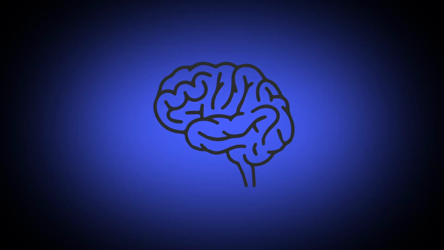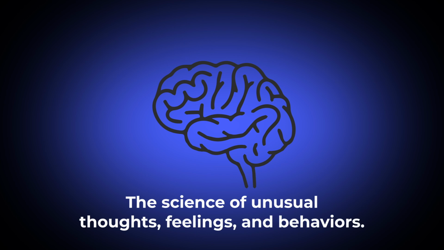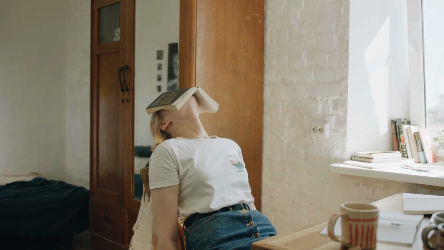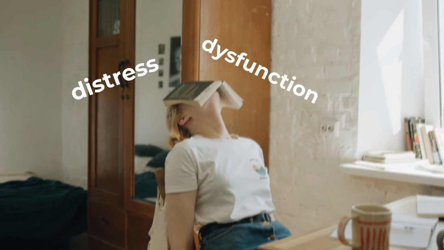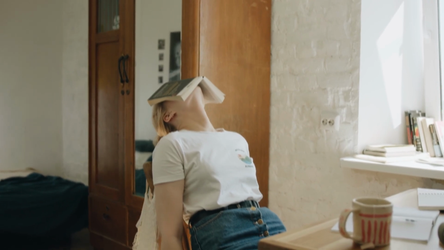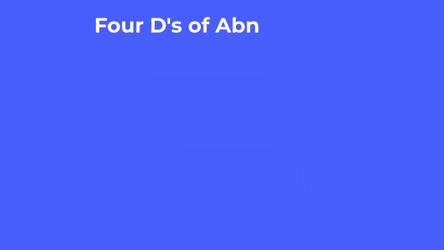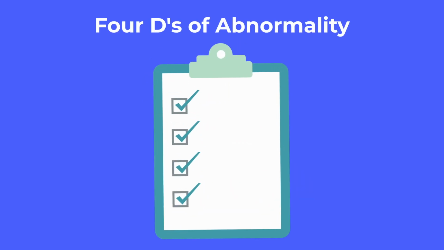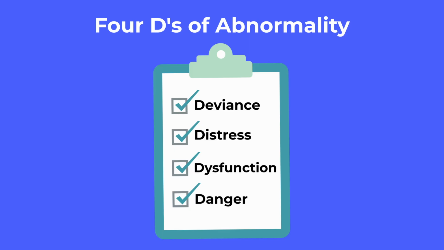Let's start with a definition. Abnormal psychology is the science of unusual thoughts, feelings, and behaviors, especially those that cause distress, dysfunction, or danger. To help identify these patterns, clinicians rely on the 4 Ds of abnormality, namely deviance, distress, dysfunction, and danger.